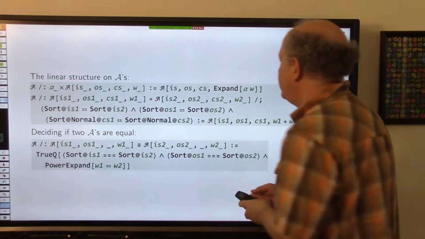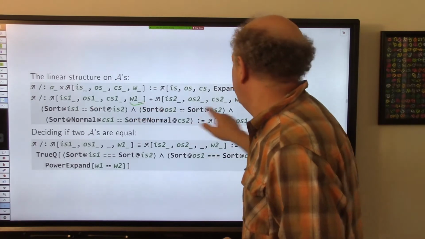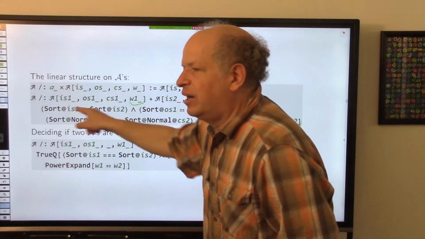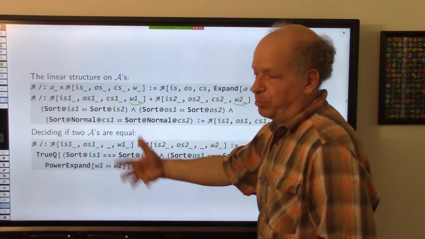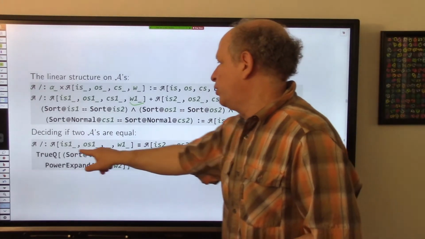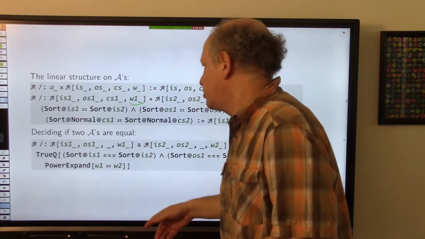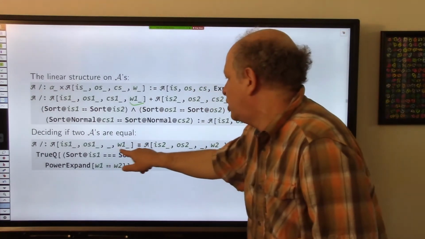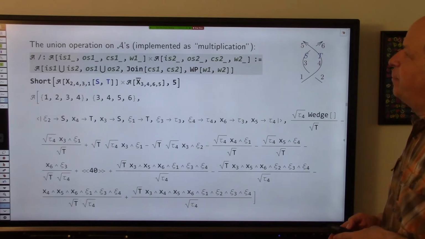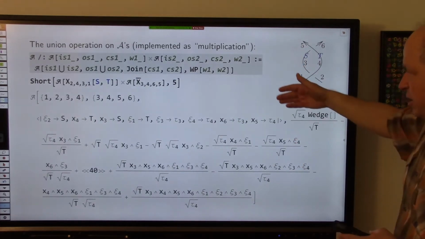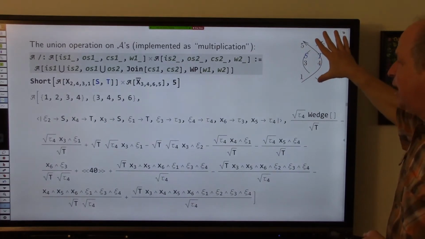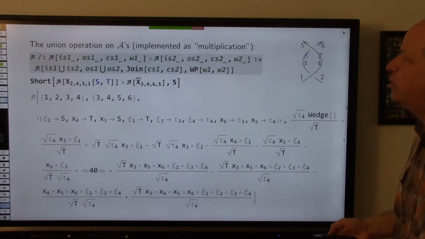So how do you add things? You add W1 and W2 by adding their payloads, provided all the other information is identical, provided they live in the same space. Then I have to decide when two things are equal. Two things are equal if all of their parameters are equal. Most importantly, their payloads should be equal. Next, I have a union operation, and I think I'm giving a demo for a two-crossing tangle, but I will not go through it.